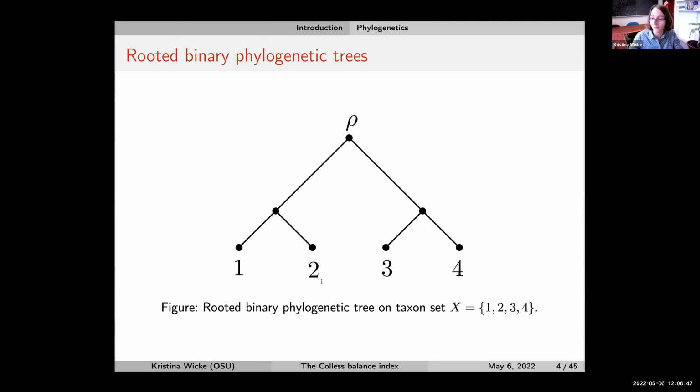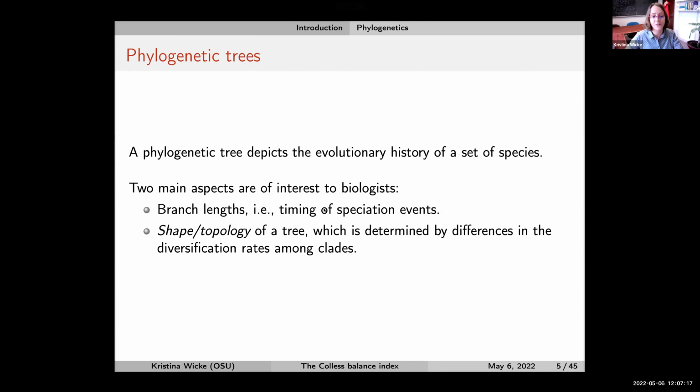Such a tree would depict the evolutionary relatedness, in this case, of species 1, 2, 3, and 4. The way we read such a tree is that the leaves correspond to present-day species 1, 2, 3, and 4. And then as we move back in time, internal vertices represent common ancestors. For instance, this vertex would be the ancestor of 1 and 2. This vertex is the last common ancestor of 3 and 4. And the root is the last common ancestor of 1, 2, 3, and 4. Okay, so very generally speaking, phylogenetic trees represent the evolutionary history or relatedness among a set of species.